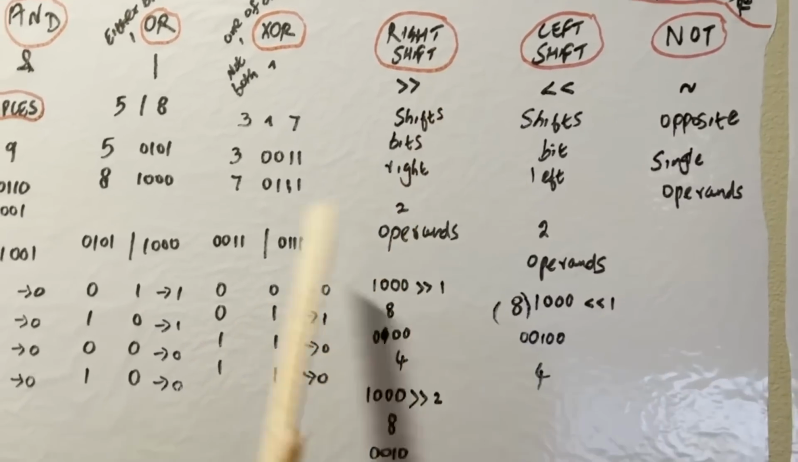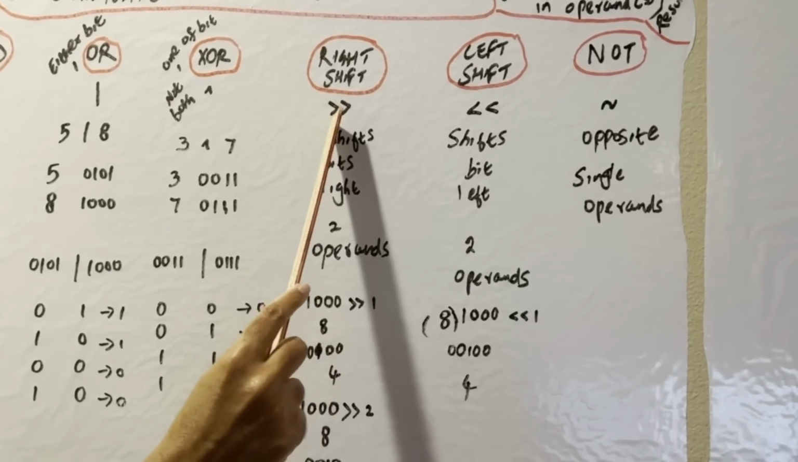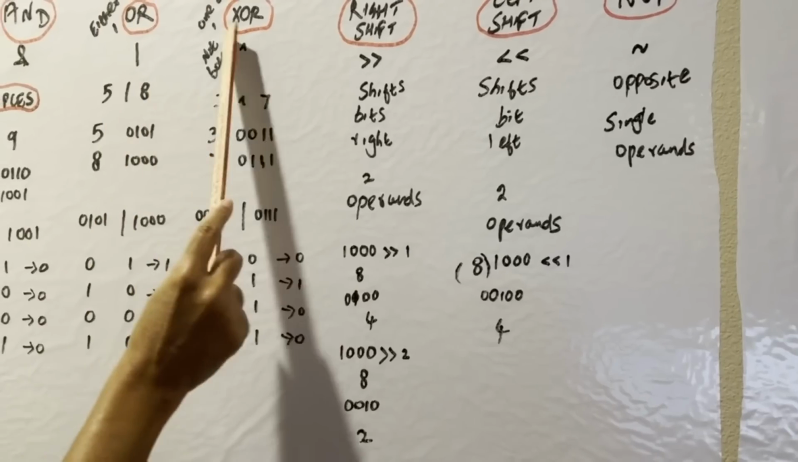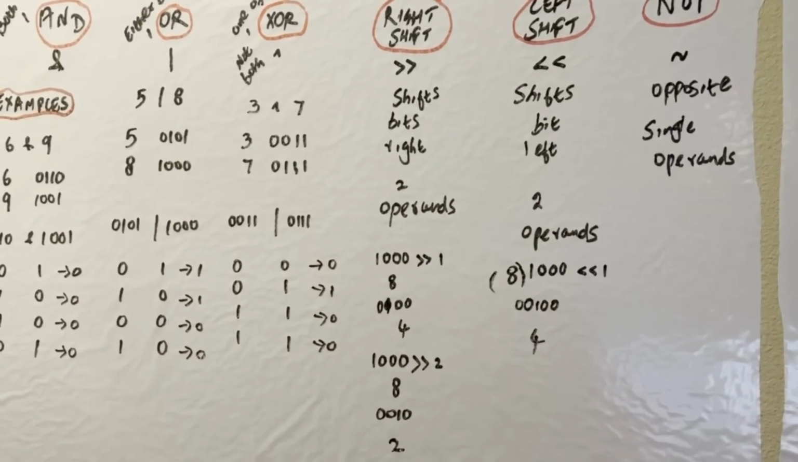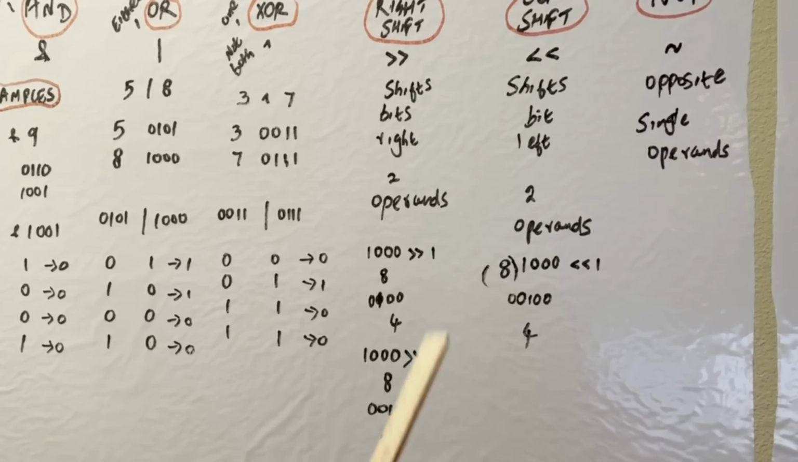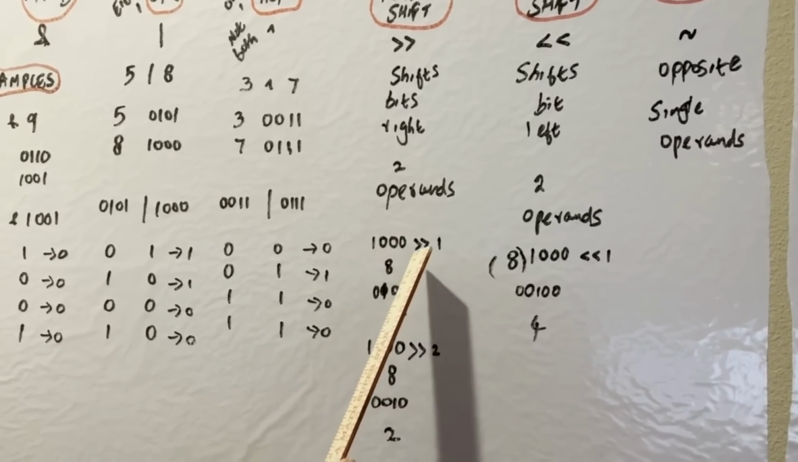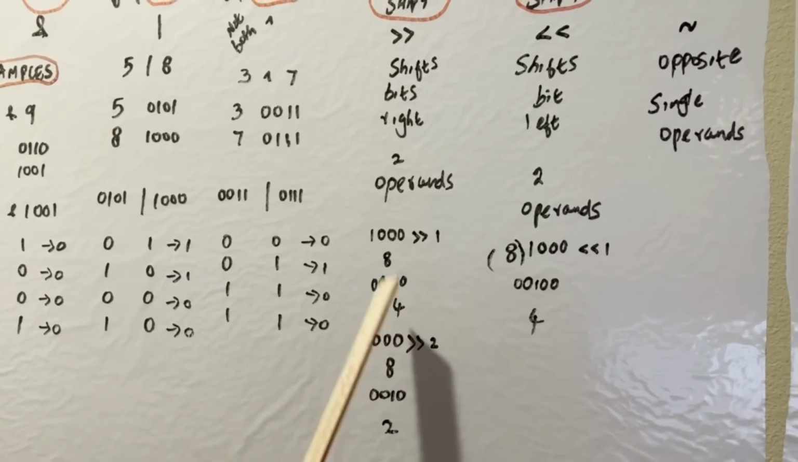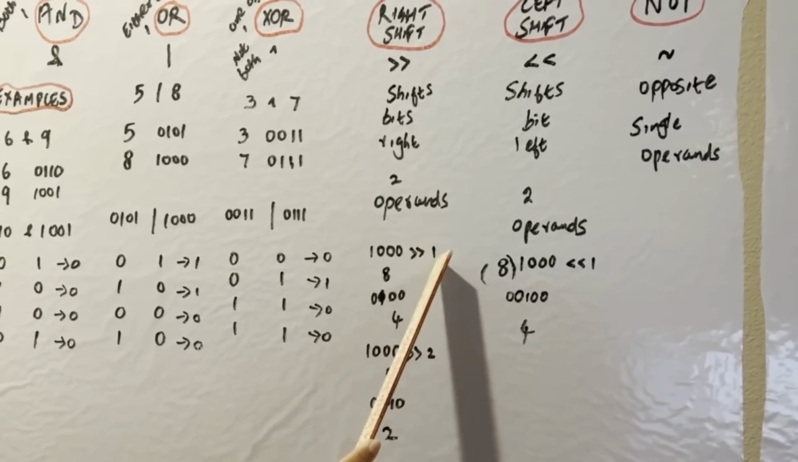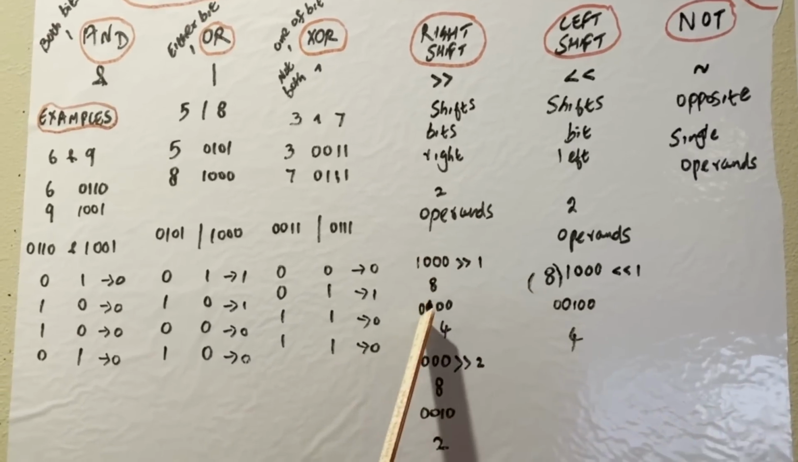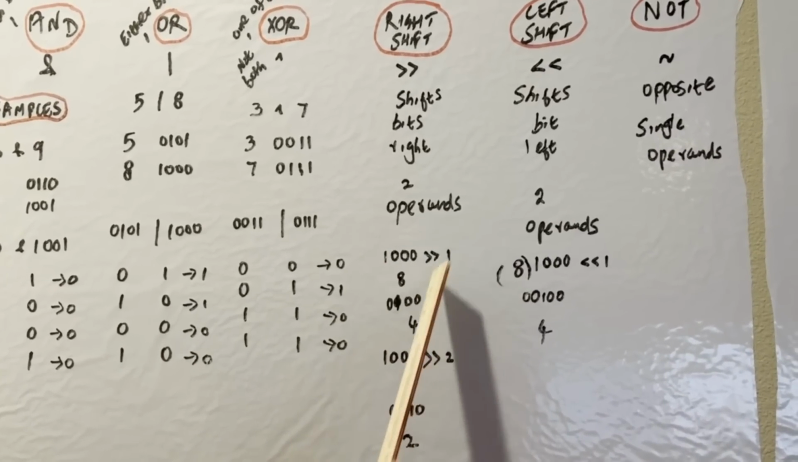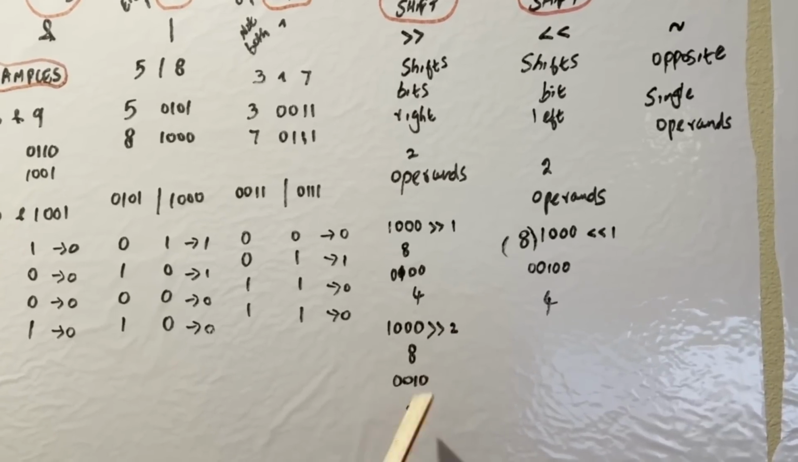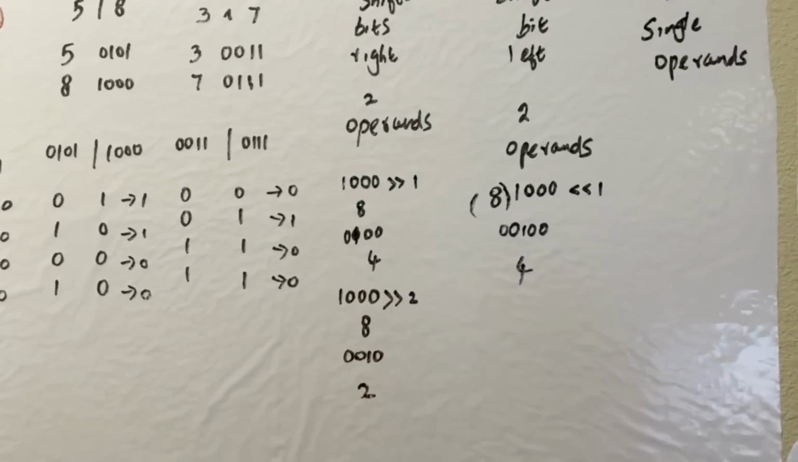Next is right shift. These are very powerful operators. See, two greater-than signs shift bits right. There are 2 operands. In all these, there are 2 operands; NOT will have only 1 operand because it is the not of something. So 1000 right shift 1: 1000 is 8. When you shift by 1, this 1 goes here, so it becomes 0100. The result of this operation is 4. If you shift 2 times, it becomes 2, because you are shifting these digits, 0010.